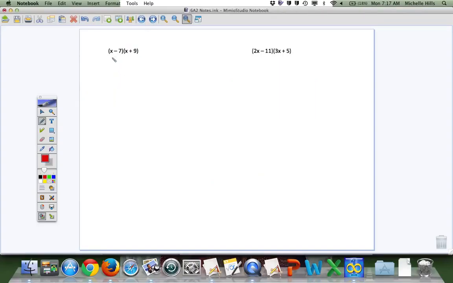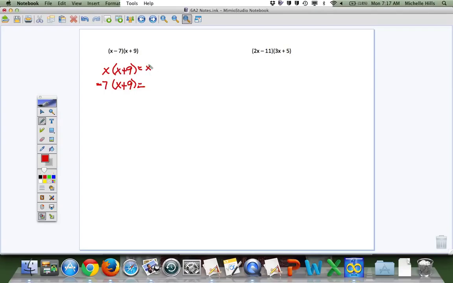Now, this actually means to distribute each of these terms to each of these. So I'm going to take the x from the first one and multiply it, distribute it to the x plus 9 in the second set of parentheses. And then I'm going to take the negative 7 from the first one and also distribute it to the x plus 9. Now don't forget the negative, the minus, bring it down as a negative in front of the 7.